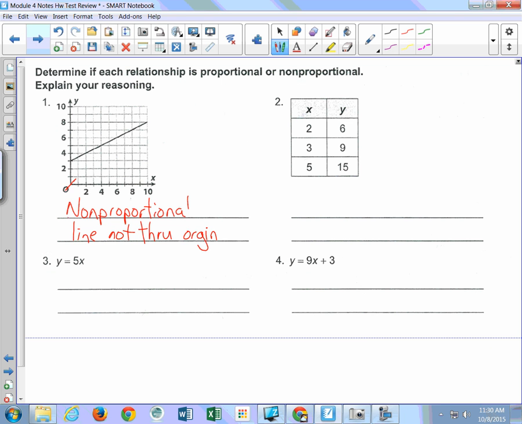So let's check the y over x. So y over x, that's 6 over 2, 9 over 3, and 15 over 5. That equals 3, that equals 3, that equals, this is supposed to be 5. That equals 3. So the k is constant, so therefore it is proportional. The reason is that y over x is constant.